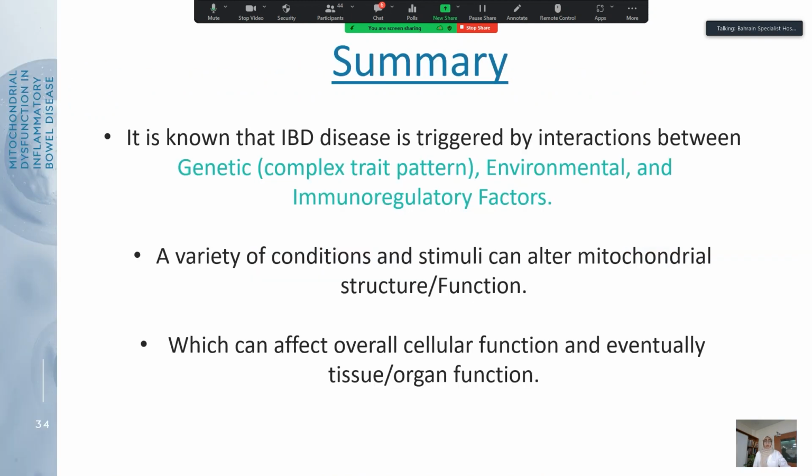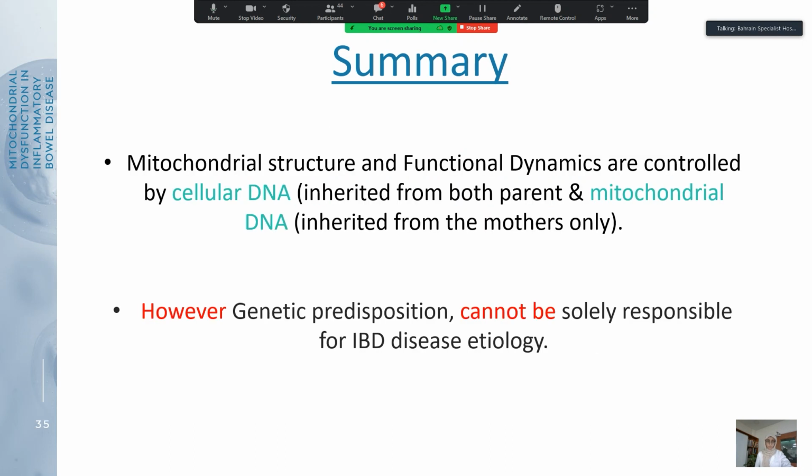To summarize our topic today, because it's very basic information that could be a little bit complex: inflammatory bowel disease is not caused by a single factor. It's genetics, mainly following a complex trait pattern, plus environmental and immunoregulatory factors. And a variety of conditions and stimuli could alter the mitochondrial structure and function, and this will affect the overall cellular function and tissue and organ function.